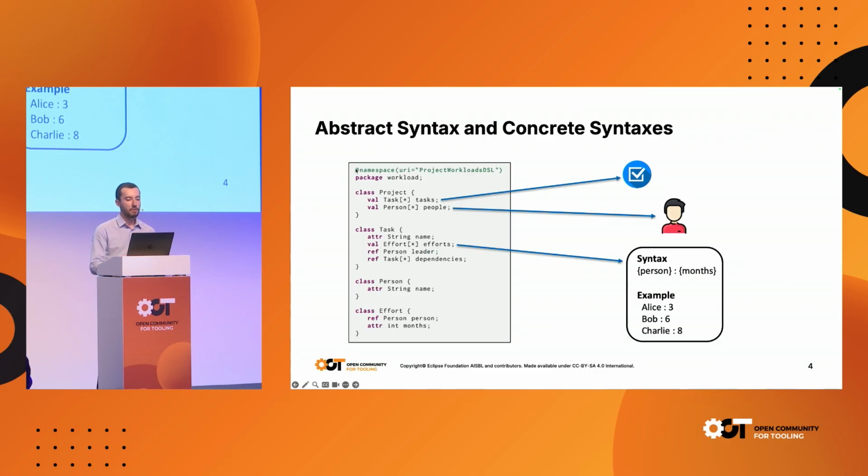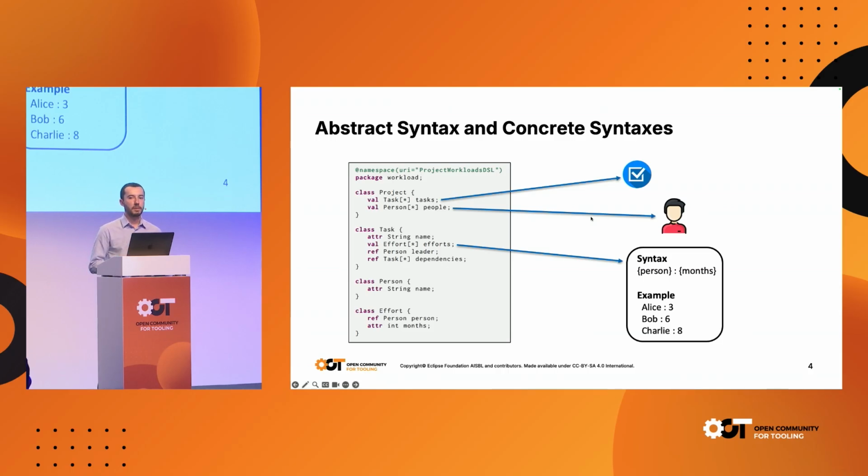And here I am presenting the meta model of a project scheduling DSL. It's used for modeling project plans. And the main concept of this language is a project. A project has a number of tasks and a number of people. A task has a name. It has a number of efforts, a leader, and a list of dependencies. A person has a name, and an effort is allocated to a person, and it has a number of months.